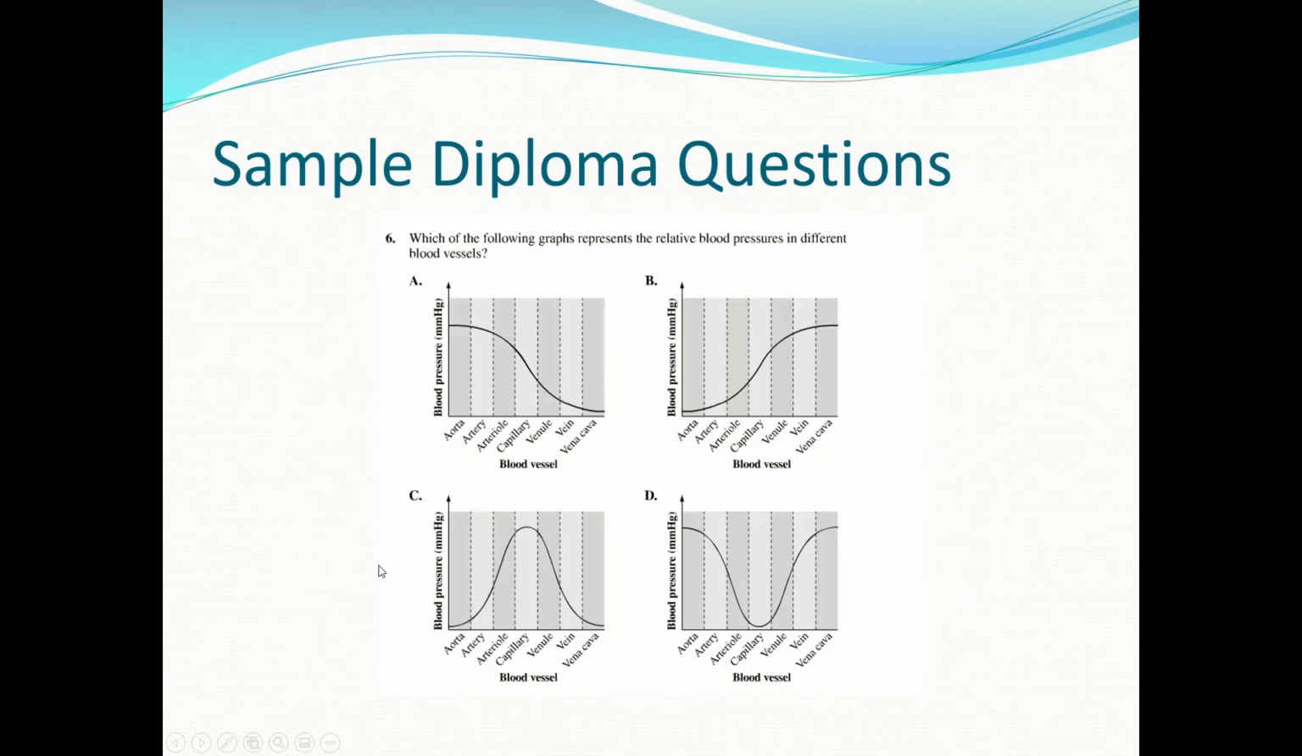Which of the following graphs represents the relative blood pressures at different points? So it's always highest in your arteries. This one's out, this one's out. Right, and then it just gets lower as you go down, which makes A the correct answer. It doesn't go back up when it goes back to the veins.